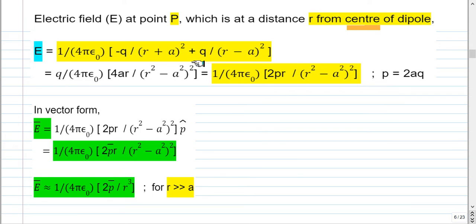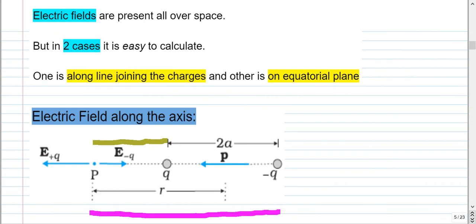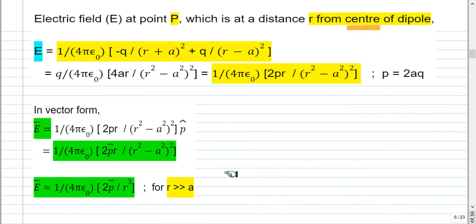In the numerator, r square and a square will cancel. So we'll get 4ar, and q and 2a can be combined as p. Dipole moment is defined as the charge into separation. So the electric field expression is 1 by 4 pi epsilon naught, 2pr divided by (r square minus a square) the whole square. And electric field is a vector, and the direction of the electric field at point P is towards left, which is the same as the direction of the dipole moment vector p. So if you multiply this by p cap, we'll get the electric field vector, and p cap can be combined with p and written as p vector.